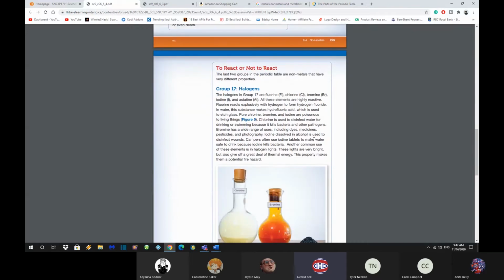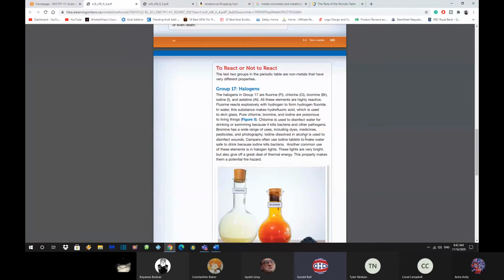To react or not to react. The last two groups in the periodic table are non-metals that have very different properties. Group 18, halogens. Halogens in group, I said 18, but it's group 17. And we're actually going to call it group 7, though our textbook calls it group 17, and that's fine. So the halogens in group 17 are fluorine, chlorine, bromine, iodine, and astatine. All of these elements are highly reactive. Fluorine reacts explosively with hydrogen to form hydrogen fluoride.